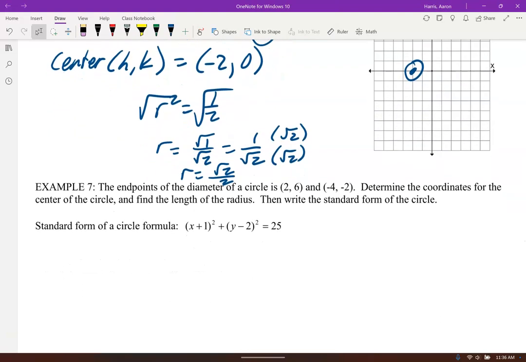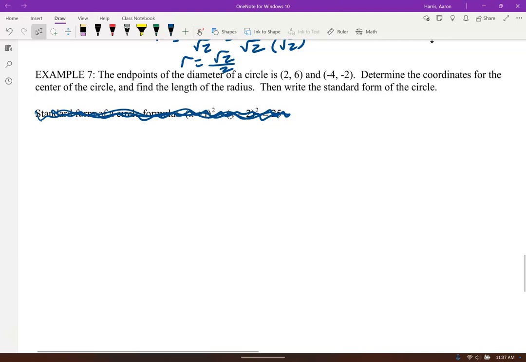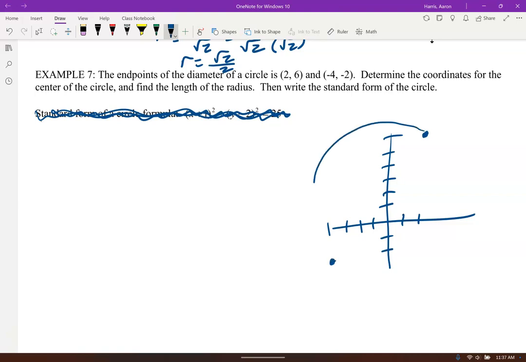All right, let's take a look at this problem. You know what? I'm sorry, I'm supposed to write the standard form. That's your answer, you're not supposed to see that yet. Sorry about that. But you've got the endpoints here. We got 2, 6, and you got -4, -2. Okay, these are the endpoints.